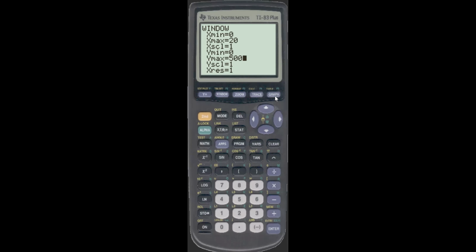Okay, I already have them in. So graph. Yep, hit graph. And we got a better looking curve now that you can see. Do you agree with that? Yeah. Okay. Now you probably wouldn't use your graphing calculator for a problem like this. You probably wouldn't, but I wanted to cover a little bit of graphing.